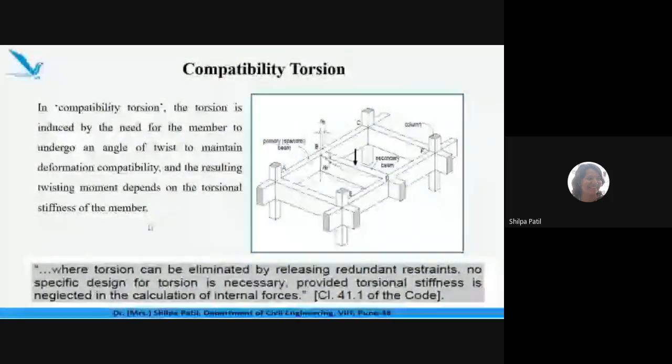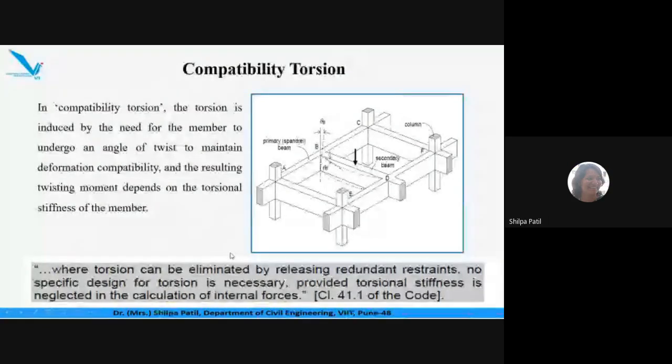Okay, there will be secondary beam in your plan. Definitely, there will be secondary beam. Okay, but when you design the secondary beam, you need not to consider effect of torsion in this particular beam. That is what IS 456 says. Is it clear?